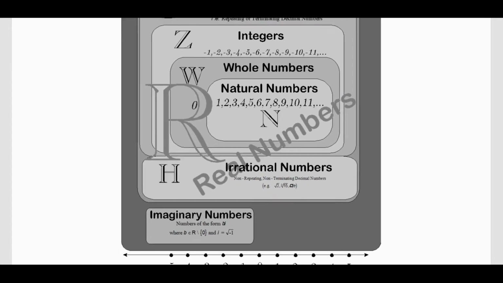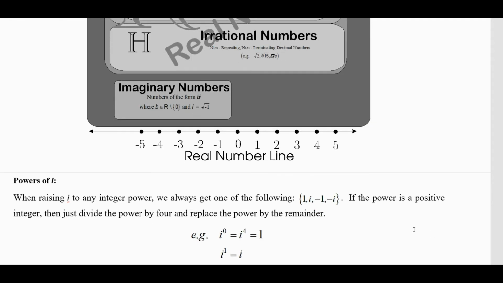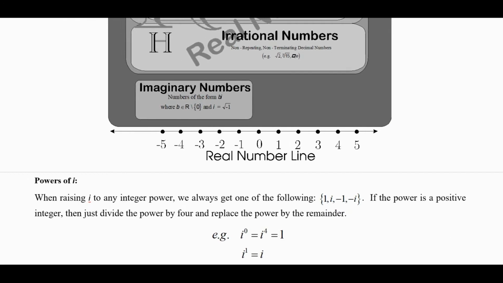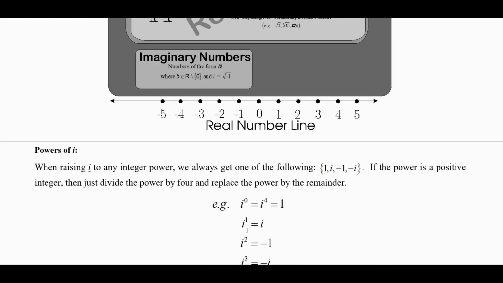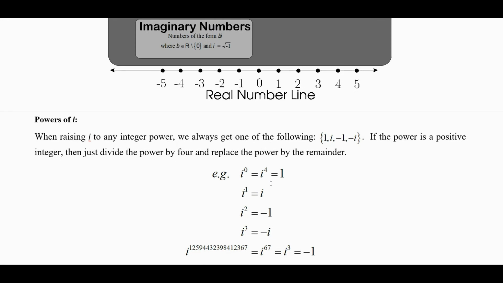Now, one of the first things that we might do is look at powers of i. And that's interesting. If we raise i to integer powers, we always get either 1, i, -1, or -i. If the power is a positive integer, then we can just divide the power by 4 and replace the power by the remainder. The reason for that is this cyclic pattern here. i to the 0 is 1. i to the first is i. i squared is -1. i cubed would be i times i squared, so that'd be -1 times i, which is -i.